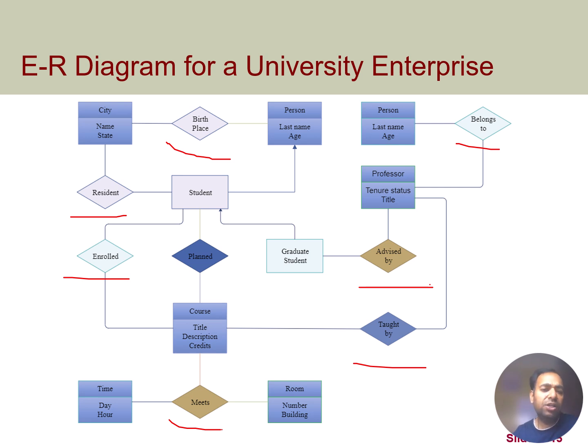So what is the interpretation of this diagram? This diagram models the key elements of the university academic structure. Students enroll in and plan courses which are taught by professors. Graduate students have advisors. Each course has scheduled meeting times and rooms. People are linked to birth cities and roles like student or professor. Specializations like graduate student are clearly modeled.